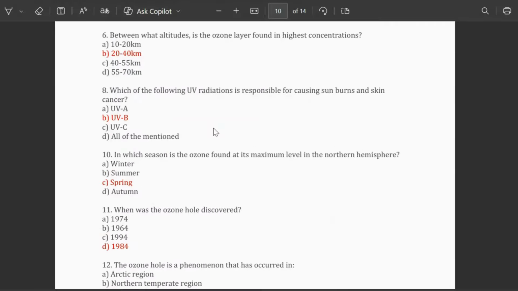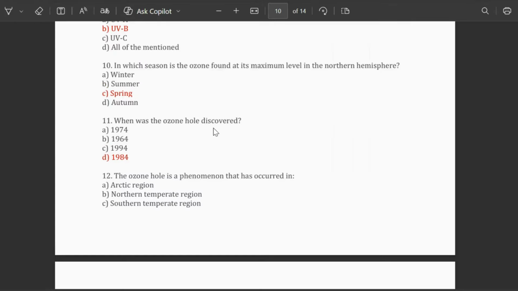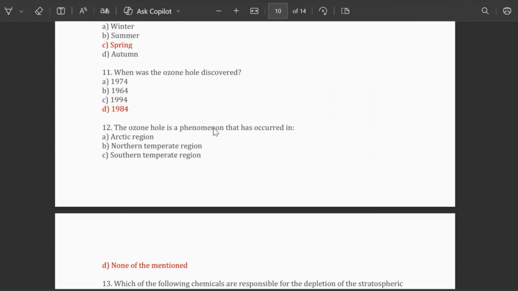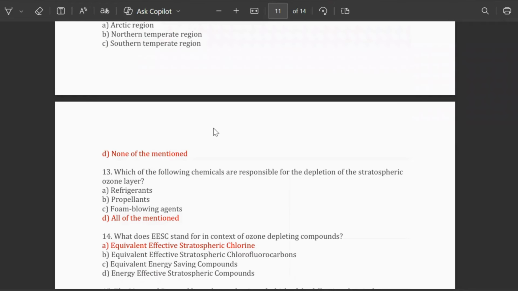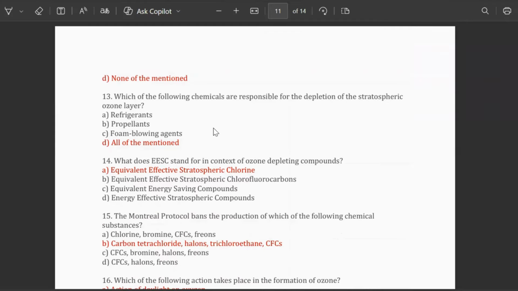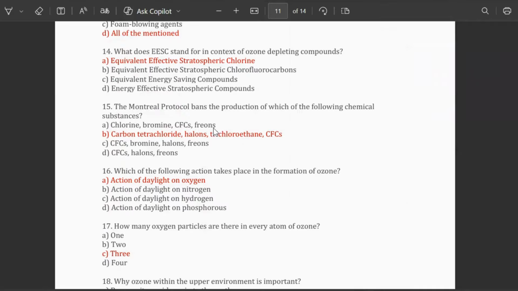Which of the following UV radiation is responsible for causing sunburns and skin cancer? UVB. In which season is the ozone found at its maximum level in the northern hemisphere? Spring. When was the ozone hole discovered? In 1984. The ozone hole is a phenomenon that has occurred in none of the mentioned regions. Which of the following chemicals are responsible for the depletion of the stratospheric ozone layer? All of the above. What does EESC stand for? Equivalent Effective Stratospheric Chlorine. The Montreal Protocol bans the production of which of the following chemical substances?